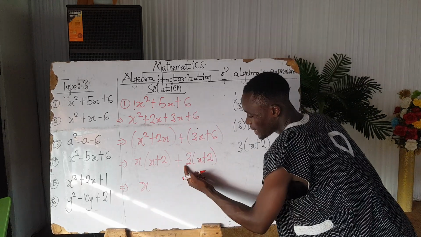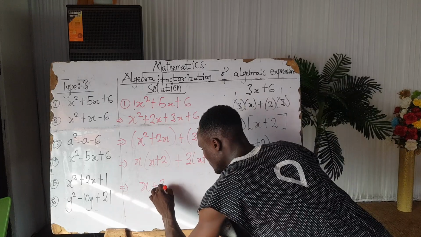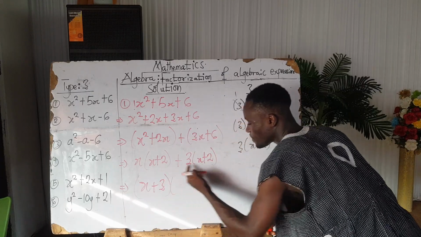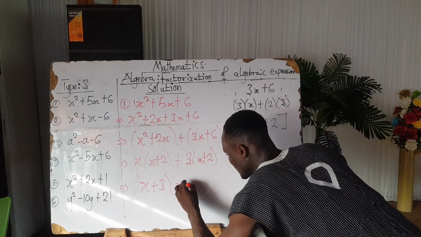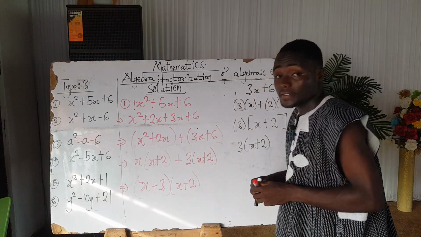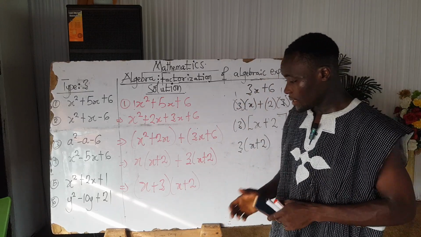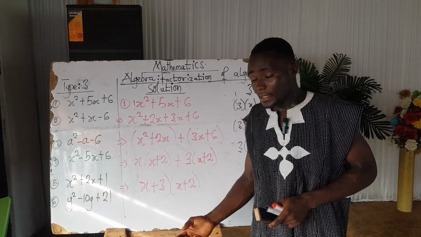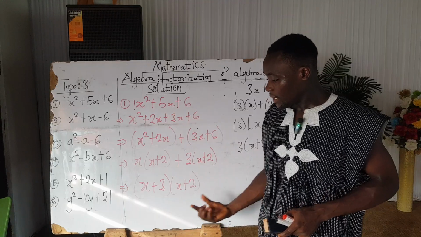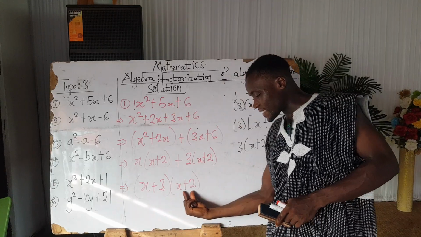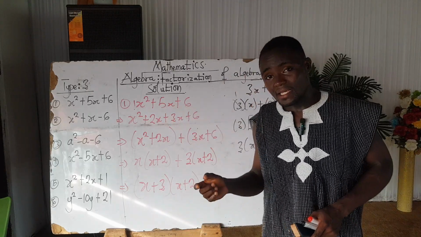That is x, and I'll come to this place, that is plus 3. I'll put it in a bracket, and after I'll pick one of these, that is x plus 2. So this then becomes our answer for question number 1. It means when we use this bracket to expand this, we are going to get the question back. You can try it and see.